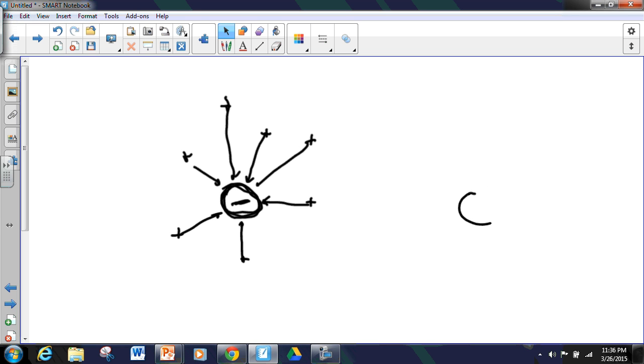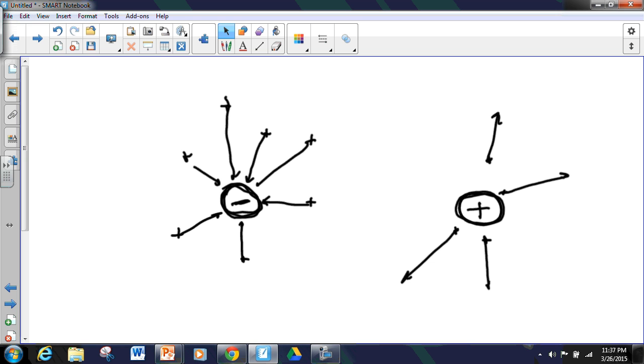If I have another charged object over here and I put my test charge, which is always a positive, I see that it moves outward. If I put it here, it moves outward, and here it moves outward. What would you guess the charge is on this object? If you said positive, you're right.